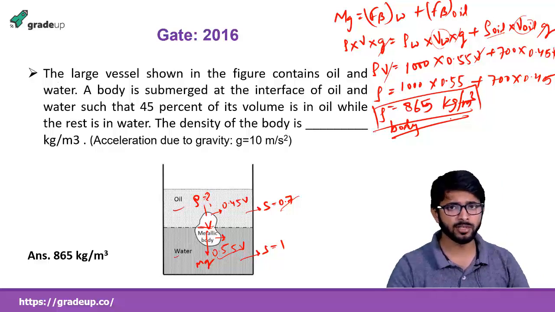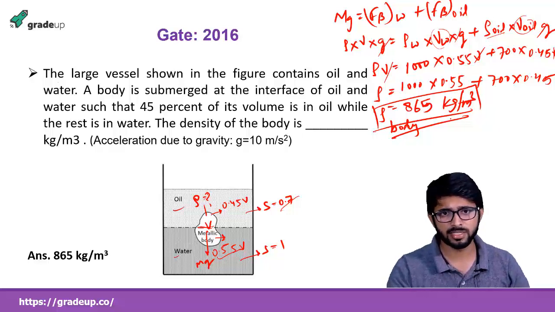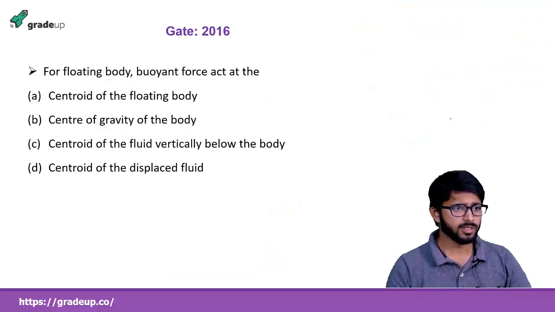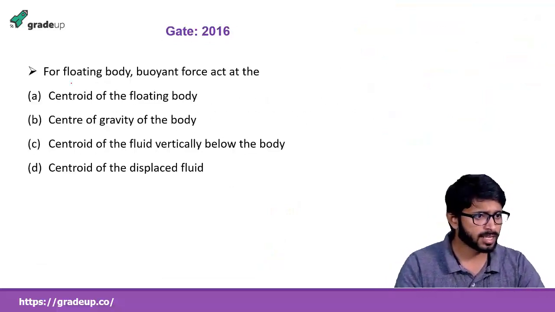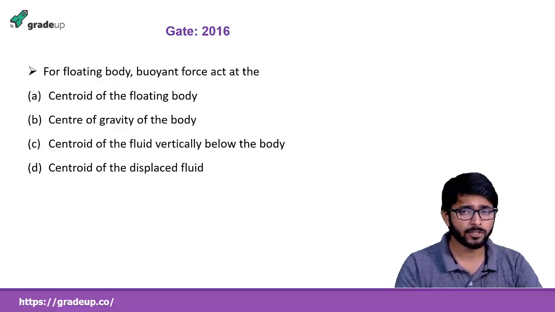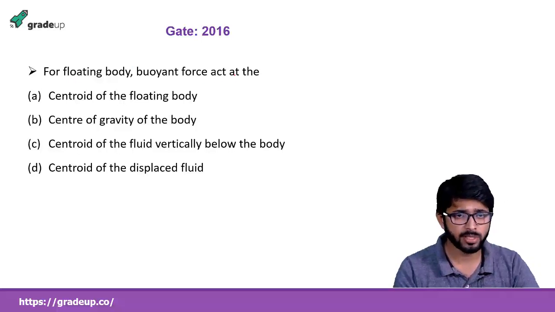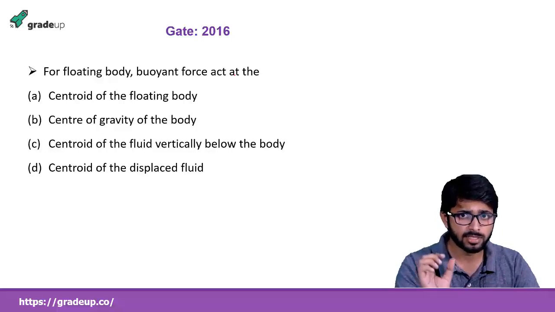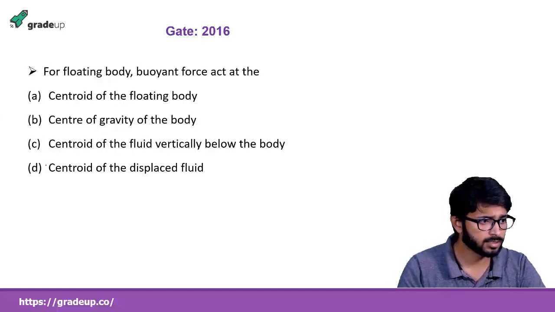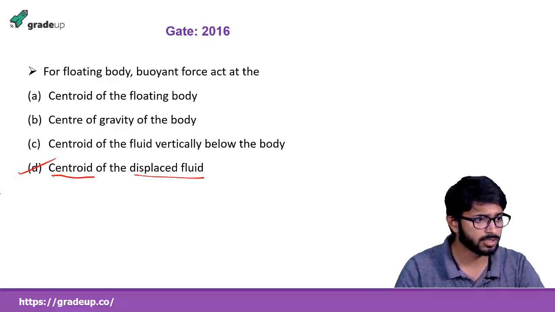So this is how we find the buoyancy force acting on a body when the body is submerged or in floating condition. Now moving on, this is another example asked in GATE 2016. For a floating body, the buoyancy force acts at, as I told you earlier, the centroid of the displaced volume of fluid. So here in the options, option D is correct, the centroid of the displaced volume. No need to check the other options.